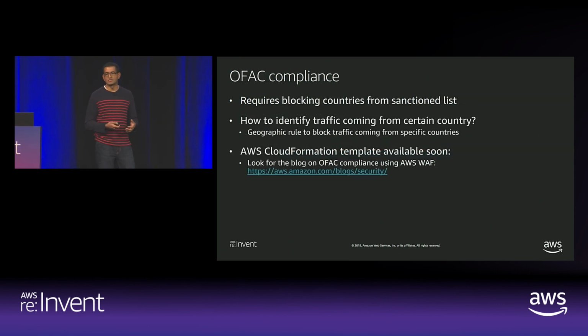For OFAC, the Office of Foreign Assets Control, this stipulates that you block traffic from certain parts of the world, certain countries, from accessing your application and your resources. You can use the geo conditions that WAF provides to implement that easily. We're also working on a CloudFormation template for this, so keep an eye out for that. This should be available soon.